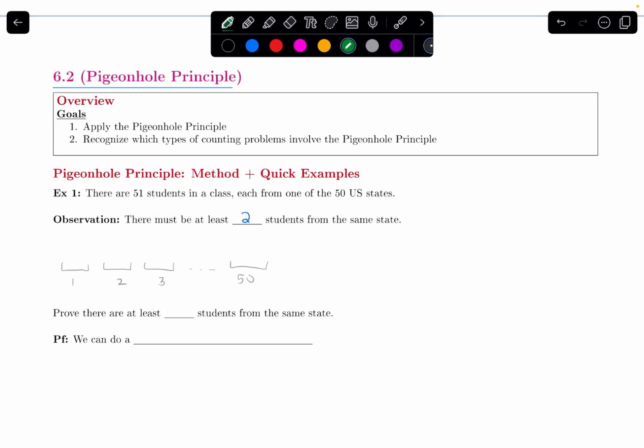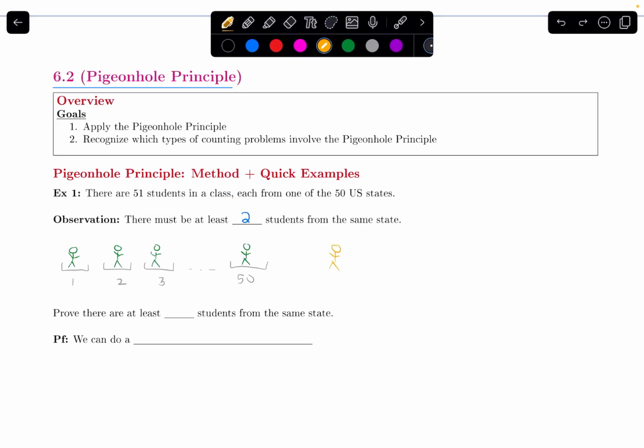And then no matter how I try to spread out these students among the boxes, like if I say, there's one student from this first state and another student from the second state and another from the third state, I could keep trying to spread them out as much as I can. And even if I put one student in each of these 50 states, well, that's not enough to cover all 51. There's going to be one student who is left over who then has to be part of one of these states. Maybe they're part of state 3 or they're part of state 50. They got to be part of one of them. So because of that, there have to be at least 2 students from the same state.